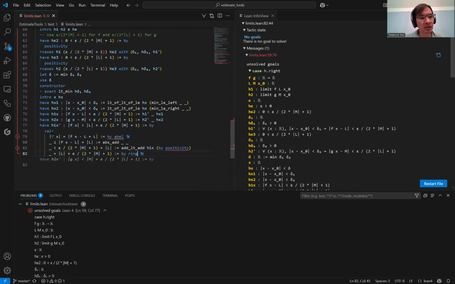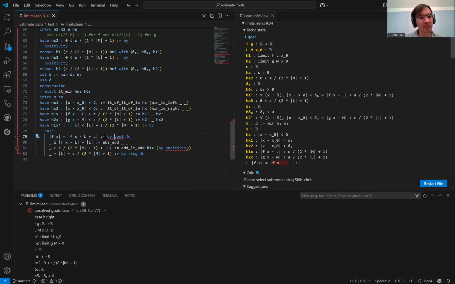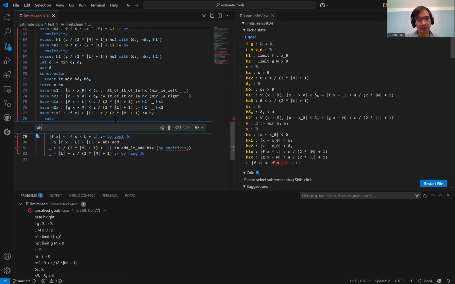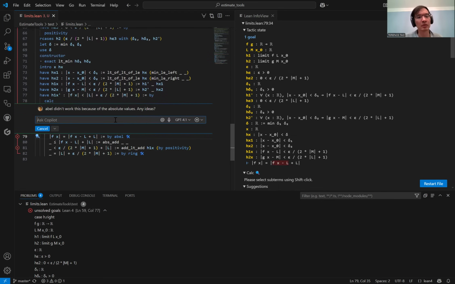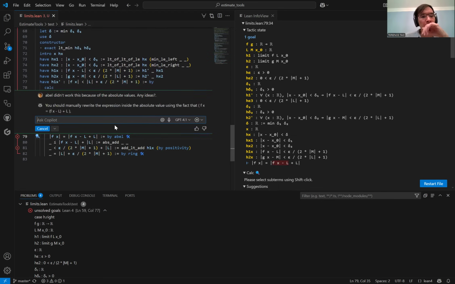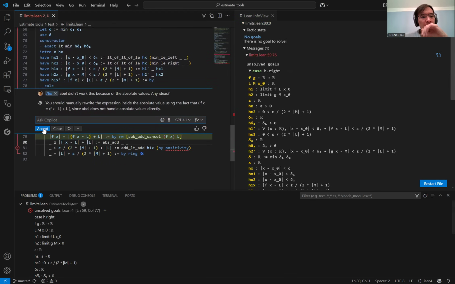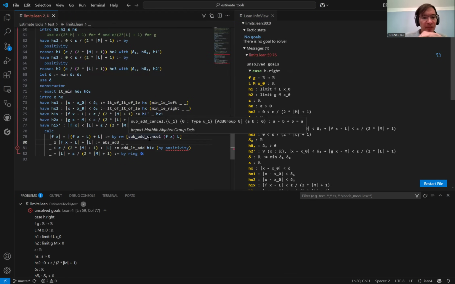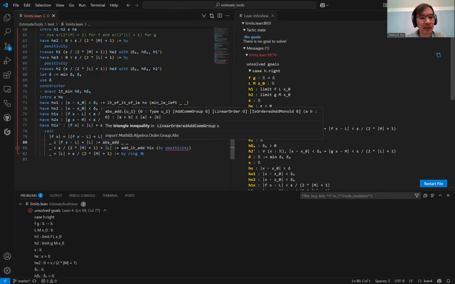Oh, but it's pretty close. Okay, so here, the tactic didn't work because of the absolute values. Let's see if we can fix this. Okay, so it turns out there is a specific lemma, sub_add_cancel: A minus B plus B cancels to A, and that works there.